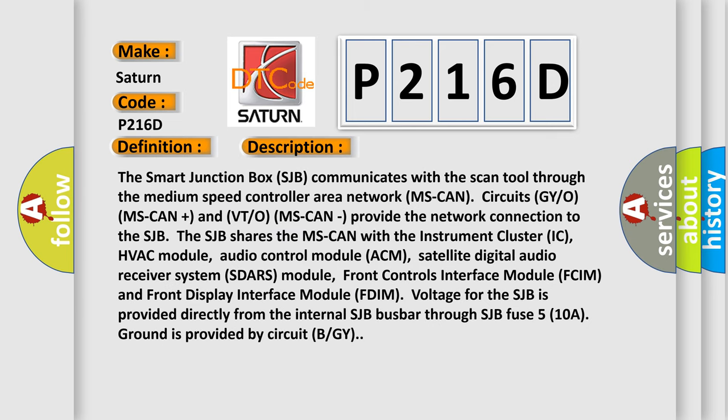The Smart Junction Box SJB communicates with the scan tool through the medium speed controller area network MS CAN circuits. GY MS CAN plus and VT MS CAN minus provide the network connection to the SJB. The SJB shares the MS CAN with the instrument cluster IC, HVAC module, audio control module ACM, satellite digital audio receiver system SDARS module, front controls interface module FCIM, and front display interface module FDIM.